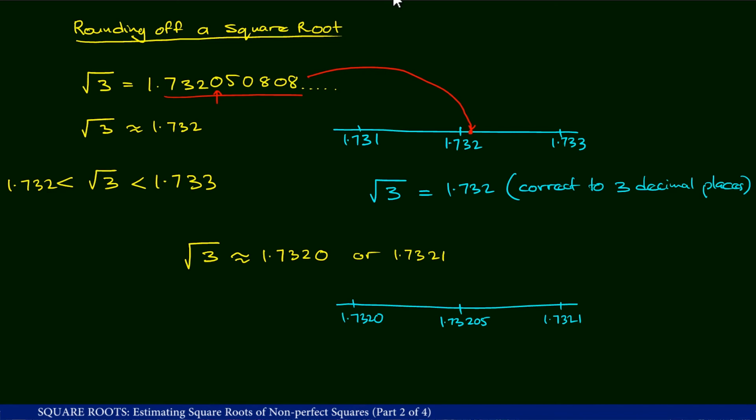But the figure is longer than that, which is 1.73205, and then it has some more digits right after the 5. So this value should be located somewhere here, roughly. Which means that if we want to display square root of 3 up to 4 decimal places, we should write it like this. Square root of 3 is equal to 1.7321, correct to 4 decimal places.